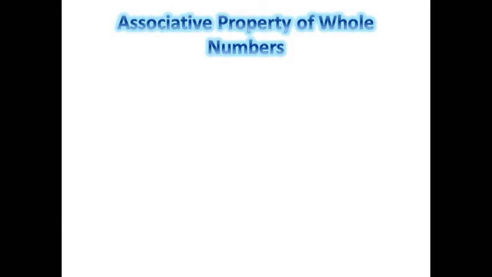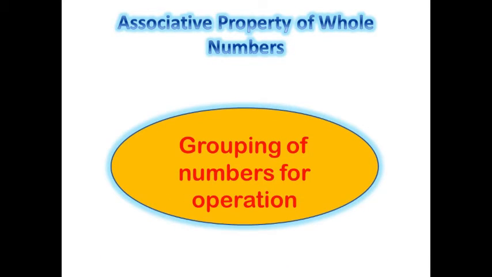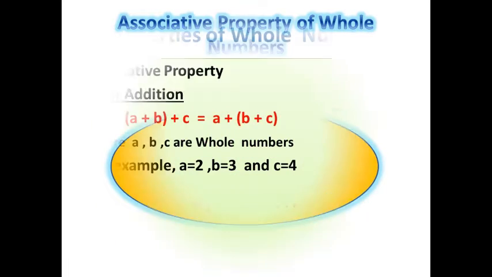We are going to learn about the associative property of whole numbers. We have already discussed the associative property for natural numbers. So it is grouping of numbers for operations. So let us see it over addition, subtraction, multiplication and division.